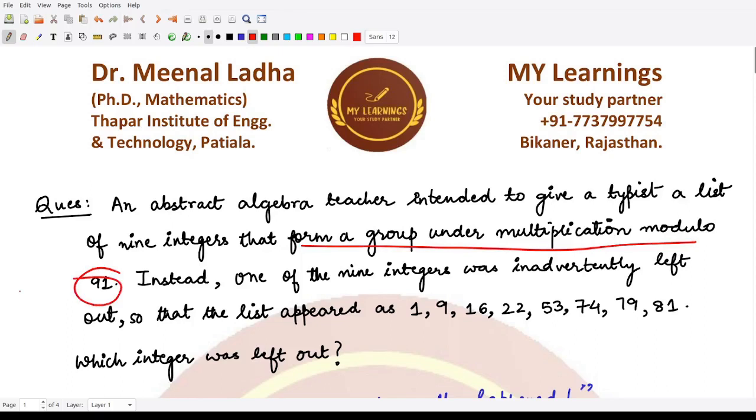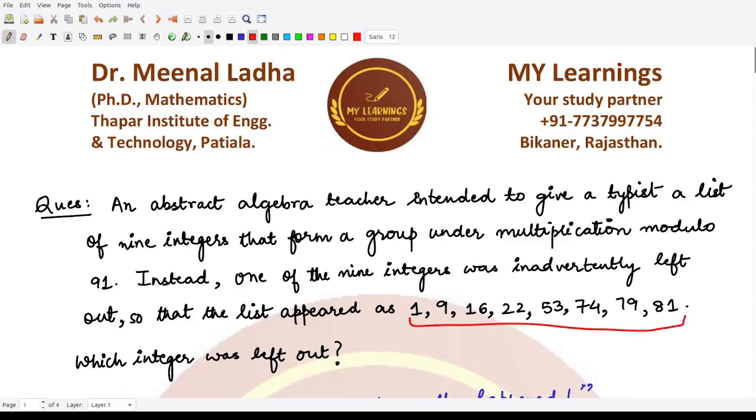Isn't that interesting? And one of the 9 integers was inadvertently left out, so that the list appeared as only these 8 elements, right? So they are asking which integer was left out. We need to determine it, because we know this property that it forms a group under multiplication modulo 91, hence we can very easily calculate it. So let's see how we can do it.